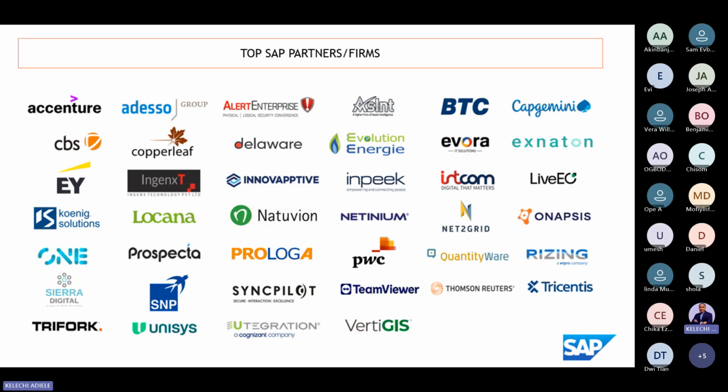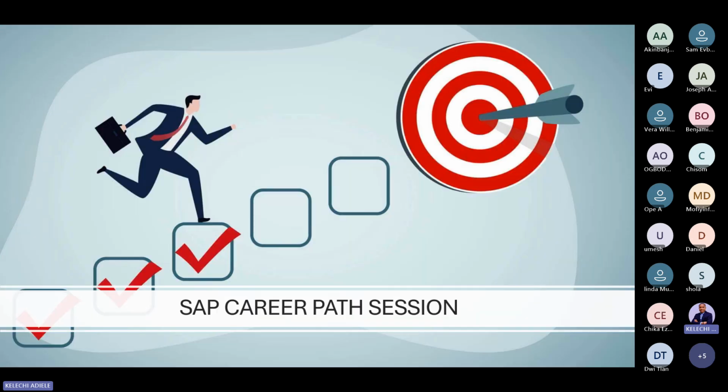I don't see KPMG here. Sorry, guys, I don't see KPMG here. But I think the big fours are all partners of SAP. I can see EY, I can see PwC. I don't think I can see the others. But yeah, all the big fours are part of this.